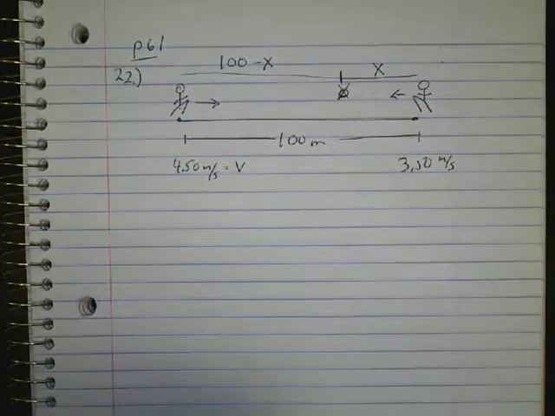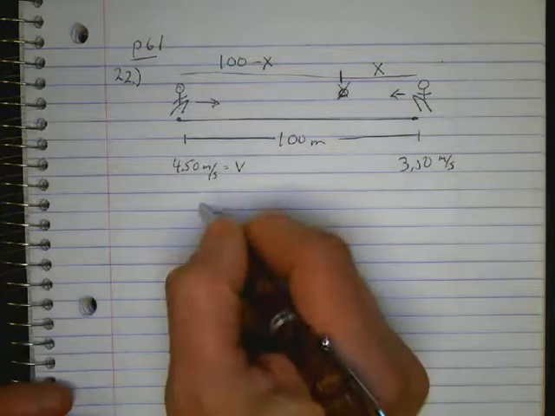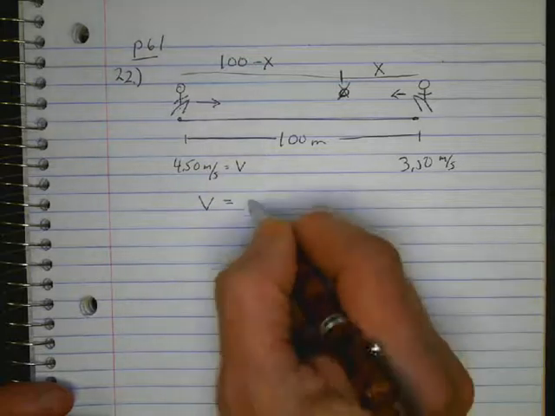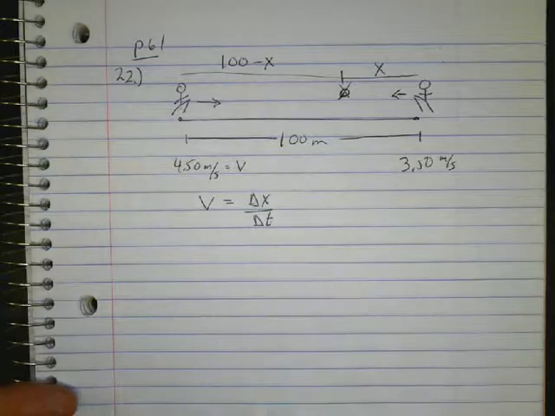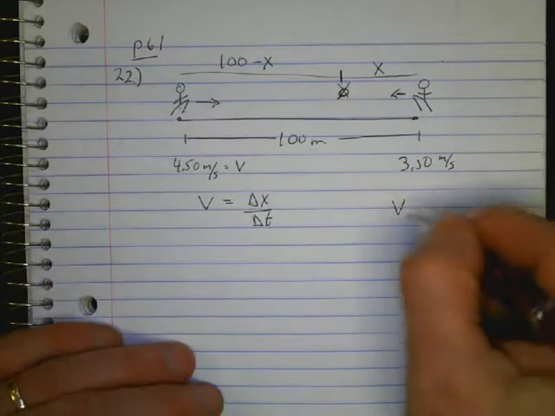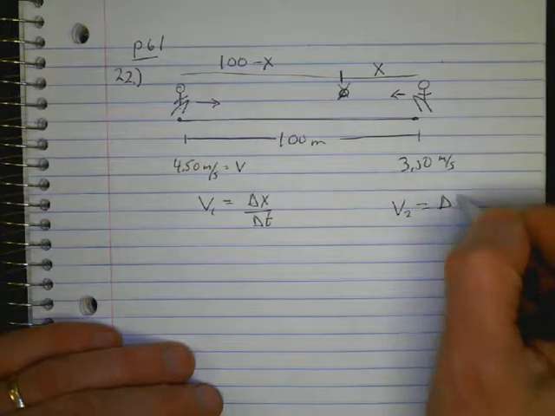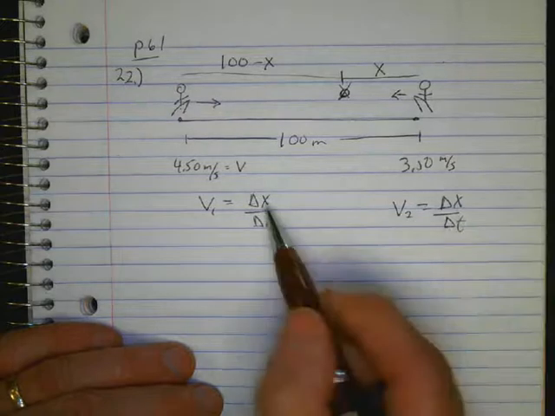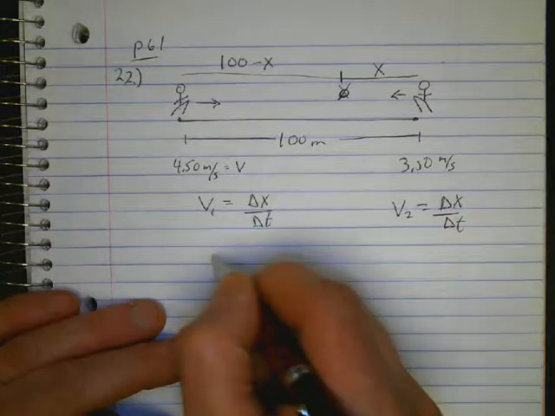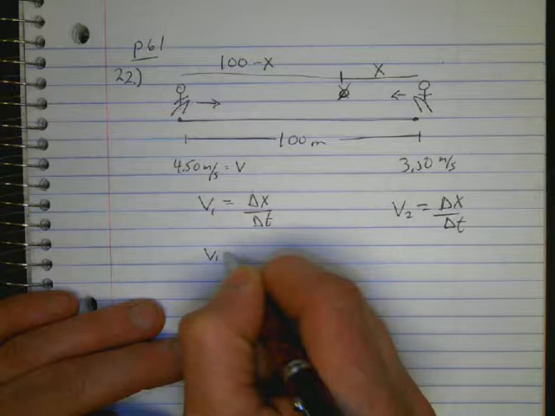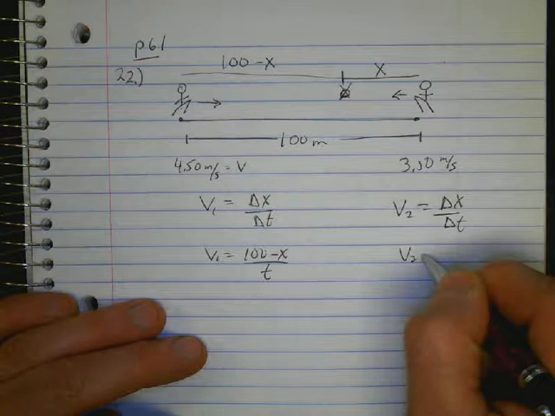So the basic problem we have here is that the rate, or the average velocity, is equal to the change in x divided by the change in t. So if we wrote an equation for each runner, they obviously have different velocities, v1 and v2. This person runs this x and this time. Now, this x is really not x, it's 100 less x, so we're going to have to write v1 equals 100 less x over t, and this one is v2 equals x over delta t.